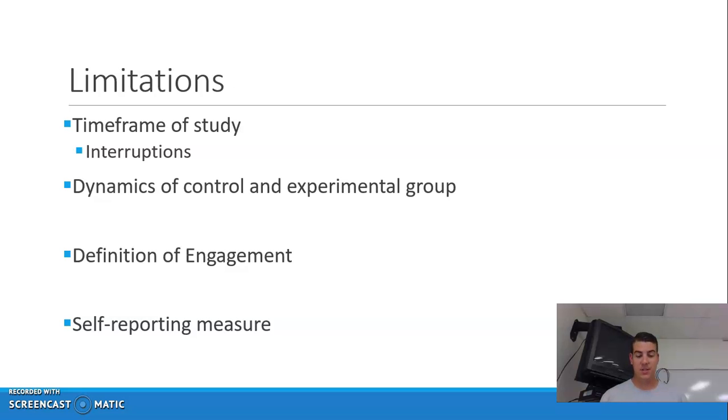Another limitation of the study is the definition of engagement. Engagement has broad definitions, but this author's definition was driven by the Student Engagement Instrument. Several elements of engagement were also not measured in this because they didn't pertain to classroom engagement. The last limitation of the study was that the Student Engagement Instrument is a self-reporting measure. So participants, when they were being studied, it could have altered their results because they knew that they were being studied.